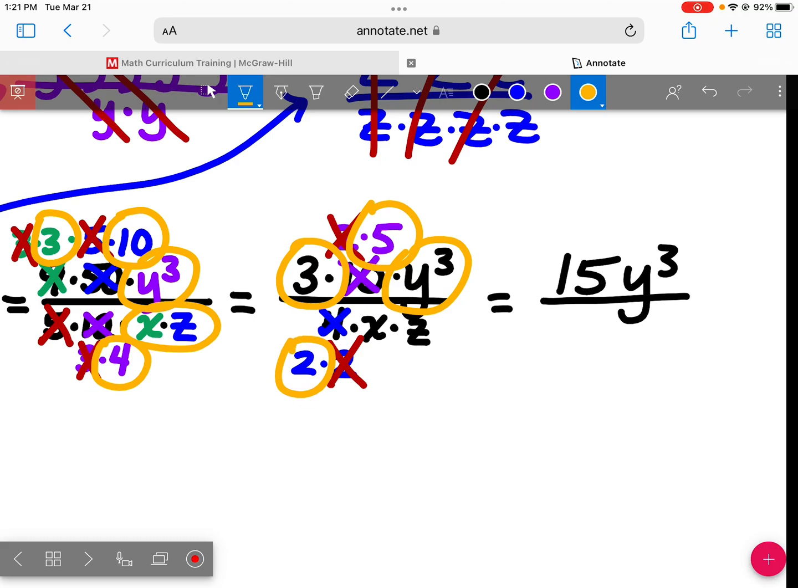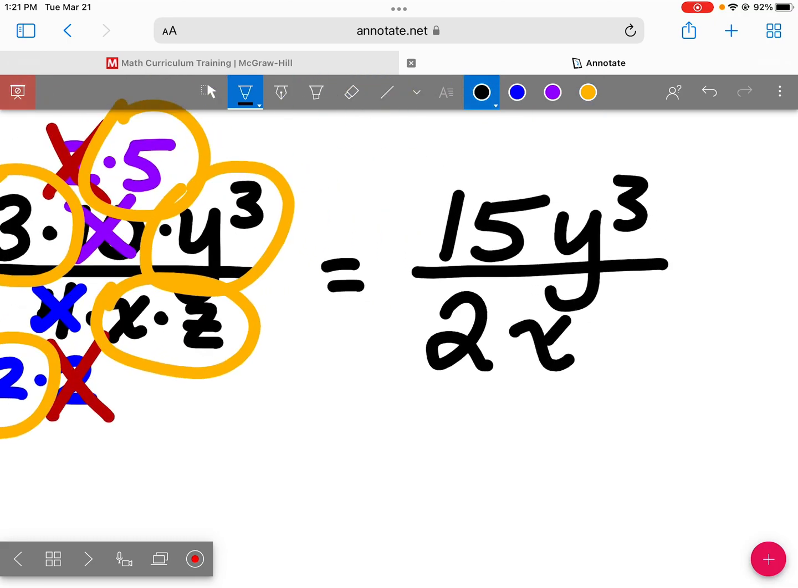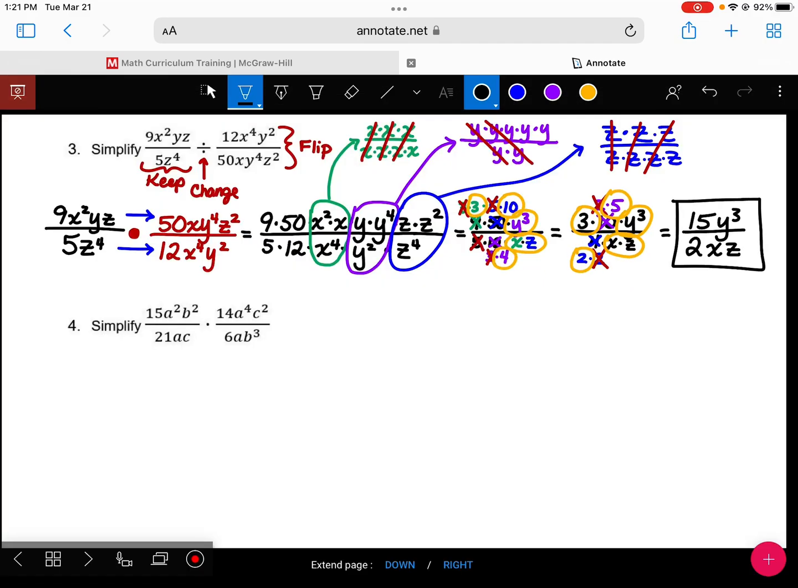2xz. So 2xz. Fully simplified. I do not have any of the same variable on the top and on the bottom anymore. There are no factors of 15 that will cancel with any of the factors of 2. Fully simplified.